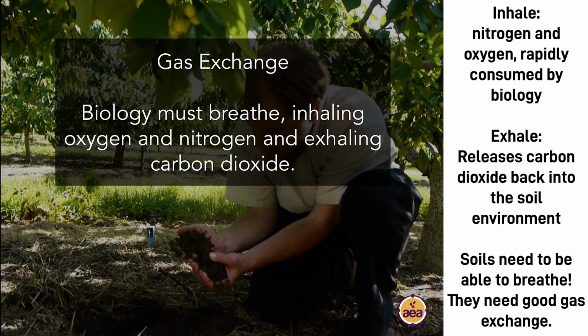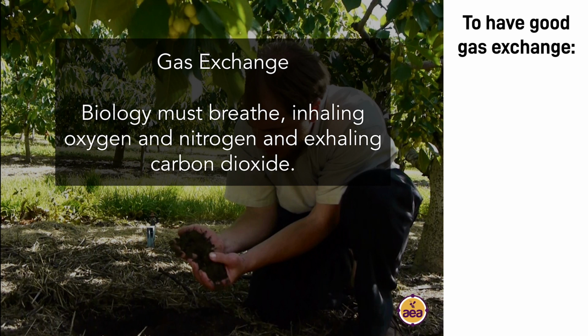You need to be able to have nitrogen and oxygen flowing into the soil and carbon dioxide flowing out of the soil for plants to absorb for the most effective and most rapid photosynthesis. CO2 is one of the biggest limiting factors for most plants in increasing photosynthesis and increasing yields. And of course, in order to have good gas exchange, this is an indirect way of saying that soils cannot be compacted, because you can't have good gas exchange when you have compacted soils.